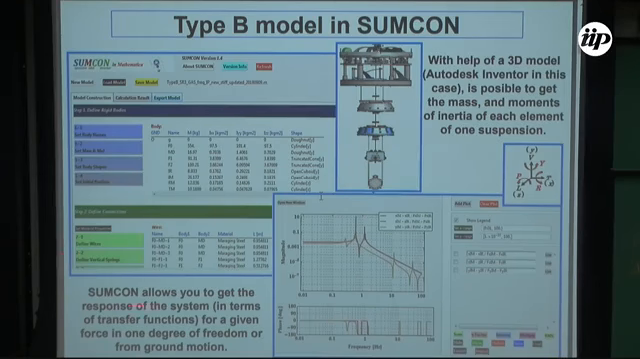So what can you do with SUMCON? One of the features that is useful for us is that we can get the transfer functions for a given force at a degree of freedom where we have an actuator, or we can also have the transfer function for a ground motion if we have the profile of that ground motion at the site.